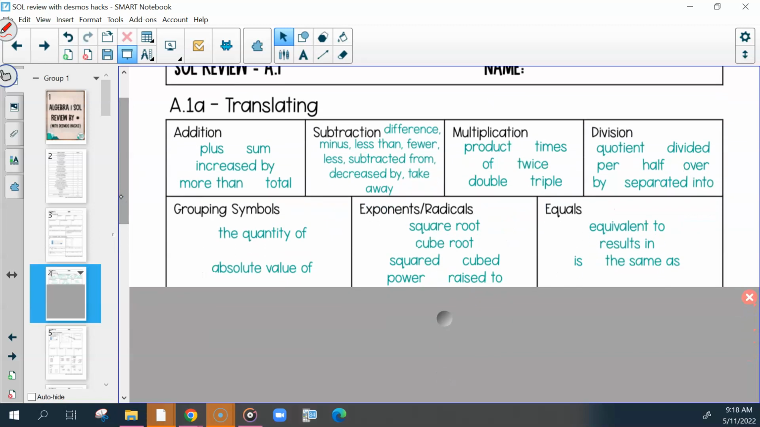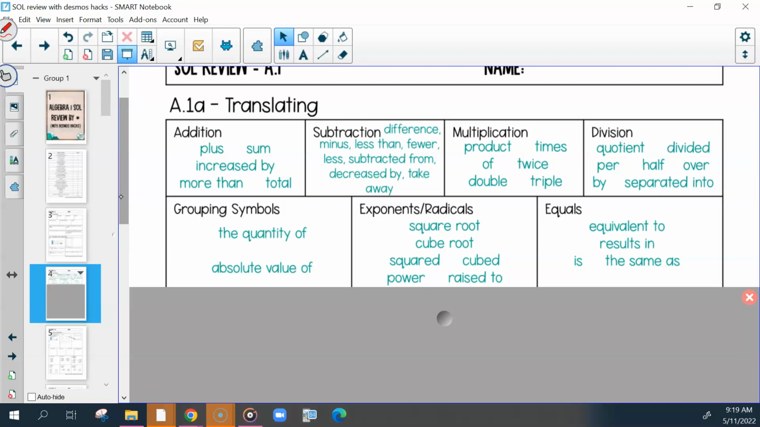So for translating, you don't have to write all of these down, write what you want. If you can't see them, I will read them all. So these are just words that would represent these operations and these things. So for addition, we have plus, sum, increase by, more than, and total. Subtraction, we have difference, minus, less than, fewer, less, subtracted from, decrease by, take away. Again, you don't have to write all of those down, but feel free to write whatever you feel like you need.